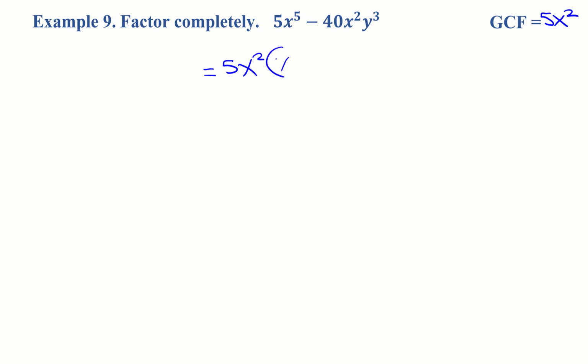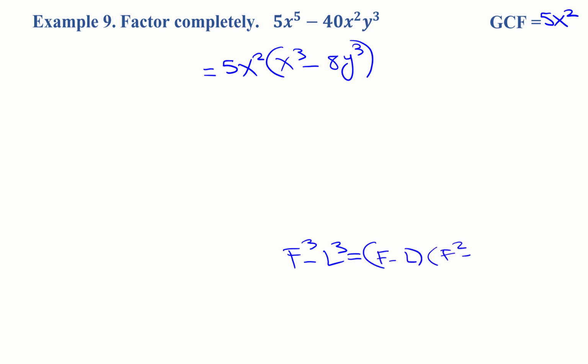That leaves us x cubed minus 8y cubed. So while we didn't have a sum or difference of cubes at first, after we factored out the GCF, as we know we always should, we do end up with a difference of 2 cubes. So we're going to be using again the f cubed minus L cubed. You notice how I write the formula every time I do one of these? That's exactly what I recommend that you do.